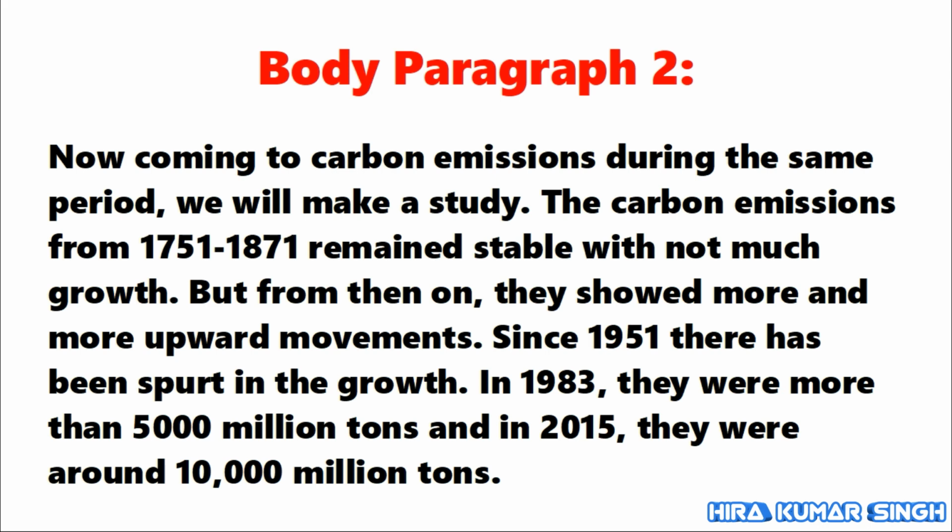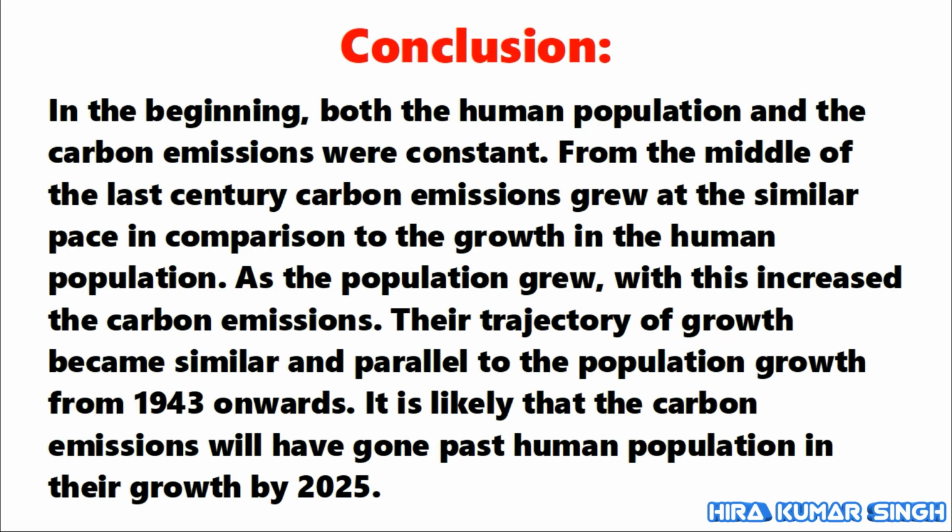And now we will reach the conclusion part, the last paragraph. In the beginning, both the human population and the carbon emissions were constant. From the middle of the last century, carbon emissions grew at a similar pace to the growth in the human population. As the population grew, the carbon emissions increased with it. Their trajectory of growth became similar and parallel to the population growth from 1943 onwards.